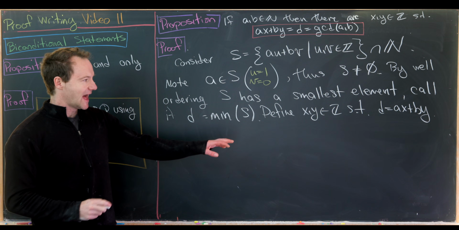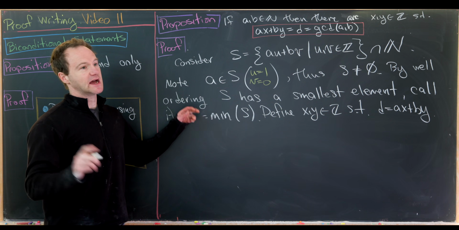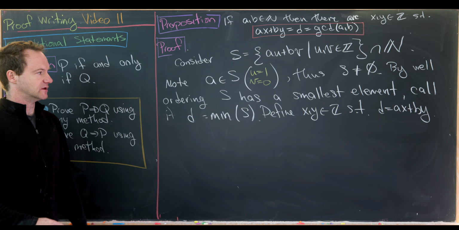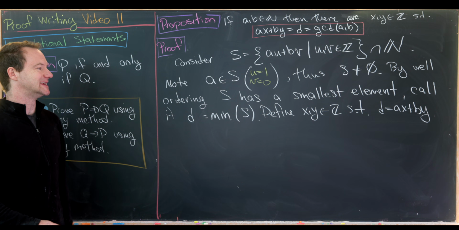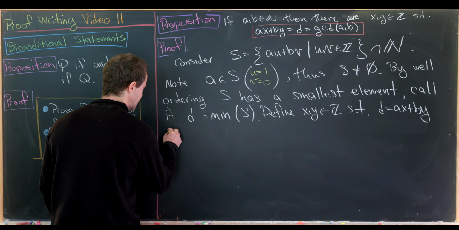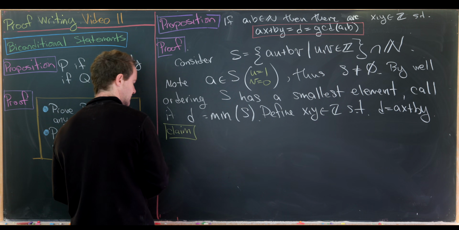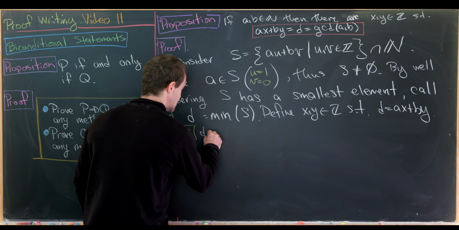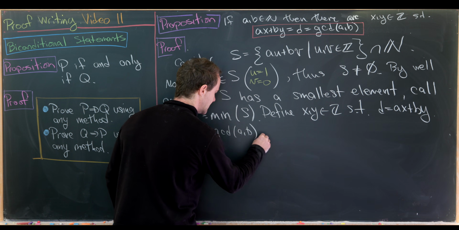So in other words, X is the U value that produces D, and Y is the V value that produces D. Okay, good. So now from here, what we'd like to do is show that D is in fact the GCD. So I think this is a perfect place for a subclaim. So let's put that here. So claim: D in fact is equal to the GCD of A and B.